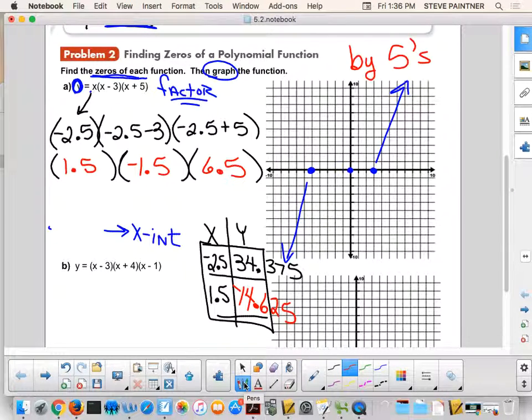5, 10, 15, 20, 25, 30, 35, and I'm not quite at 35. There's 35. So to me, this graph goes like this, connect here. Then at 1.5, I go down how far? 14, about here. There it is. I got it.